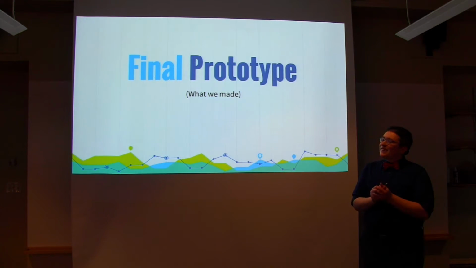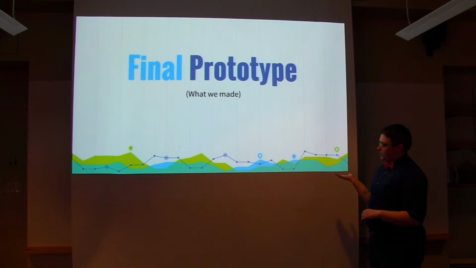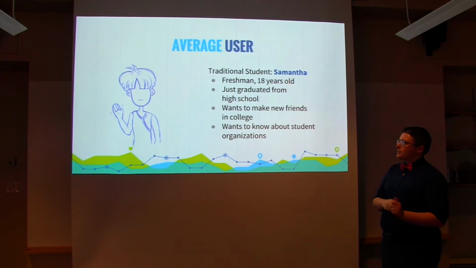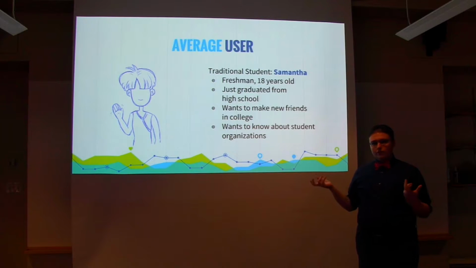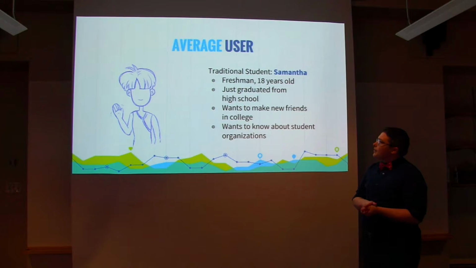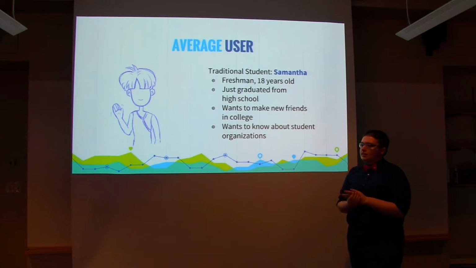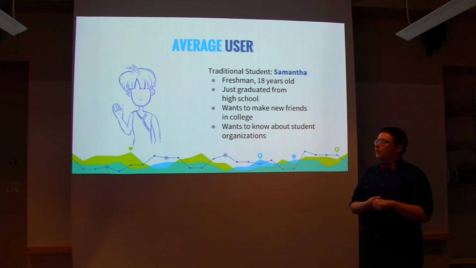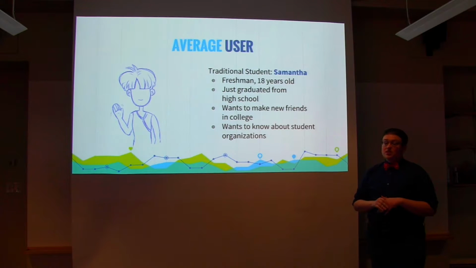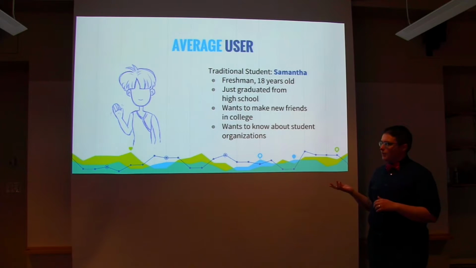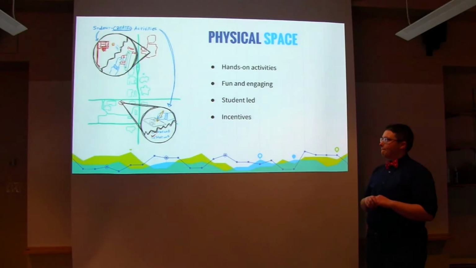So we took those prototypes and we made our final prototype. And throughout going through our final prototype, we're going to be following this average user persona. This is Samantha. Samantha is an 18-year-old freshman at Ball State. This is her first time at college, and she just graduated from high school. She wants to make new friends in college and wants to know about the student organizations because she doesn't know anyone here, and this is an entirely new experience for her.